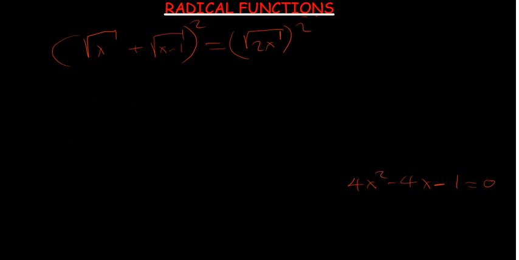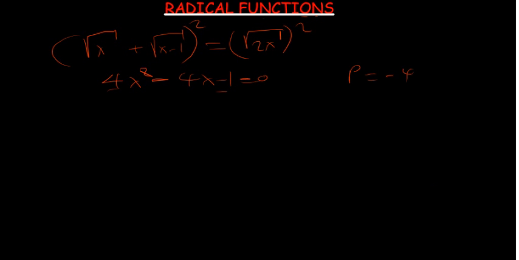Okay, so let me just write here 4x squared minus 4x minus 1, that is equal to 0. So what we are seeing, the product here, if we multiply 4 by a negative 1, we are getting negative 4. And then the sum is also negative 4. Do we have two numbers? If we multiply them, they give us negative 4. And if we add them, they give us a negative 4 also.